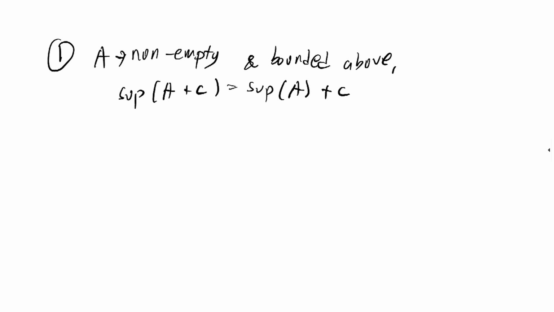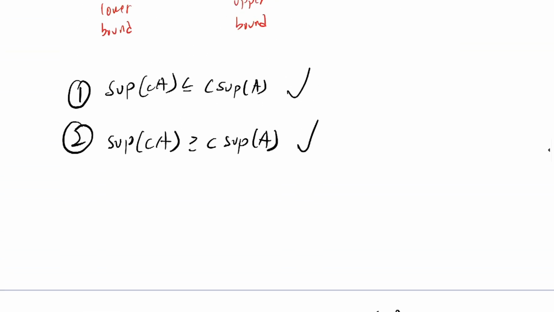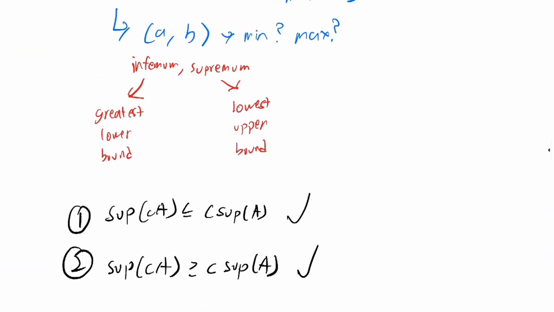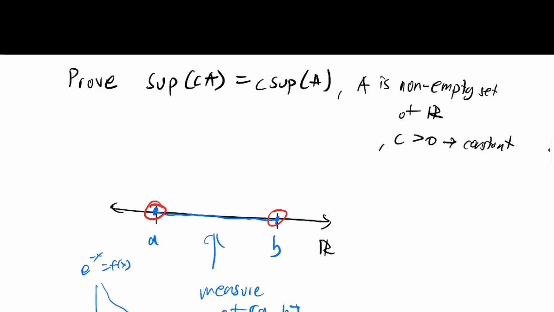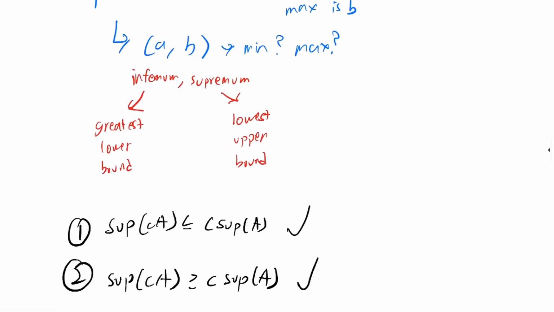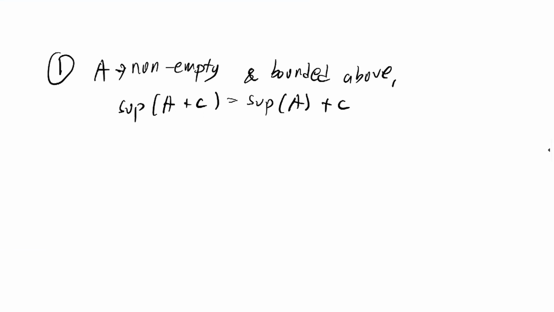Now this is very similar to this proof right here, which I've made a video on before, where the supremum of CA is C times the supremum of A. And we're going to apply some kind of idea like that towards this proof, but we're also going to deviate from it a little bit.